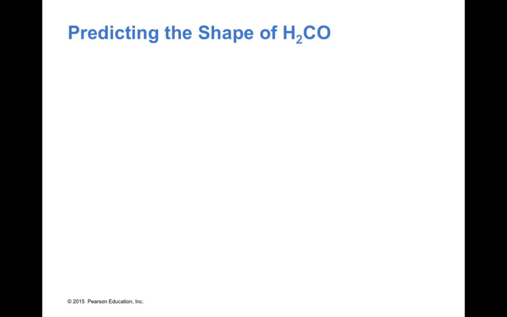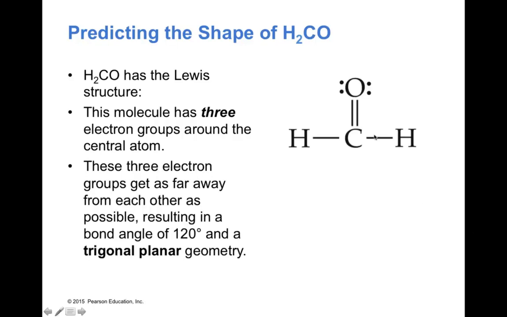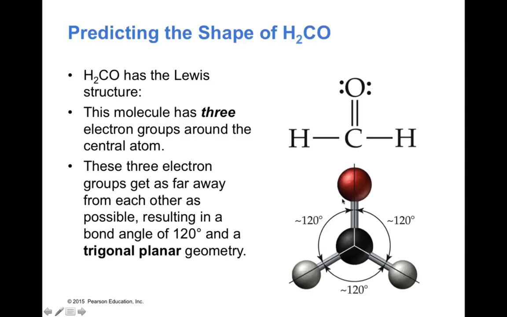What about H2CO, also known as formaldehyde? This molecule has three electron groups around the central atom. As we can see here, we have a double bond, that is one electron group, a single bond and a single bond, so we have three electron groups around the central atom. These three electron groups get as far away from each other as possible, resulting in bond angles of 120 degrees and a trigonal planar geometry. So whenever we have one central atom with three electron domains around it, the electronic geometry is going to be trigonal planar.